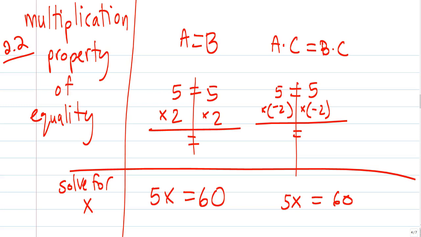So for section 2.2, we're going to look at the multiplication property of equality. Very similar to the addition property. I can add anything to both sides, it stays the same. I can also add negatives, i.e. I can subtract on both sides and it stays the same.